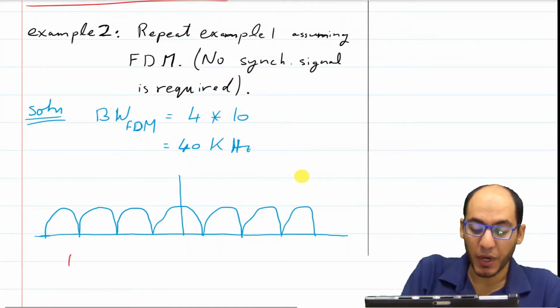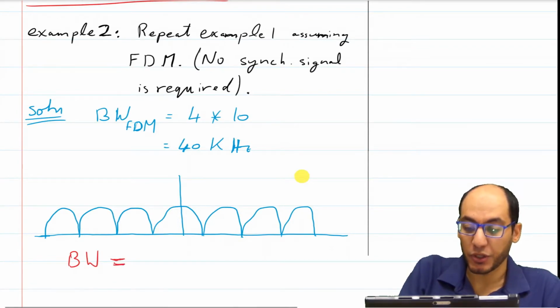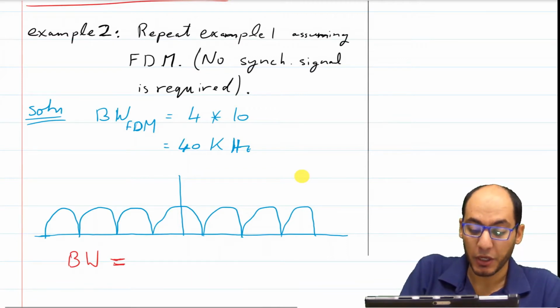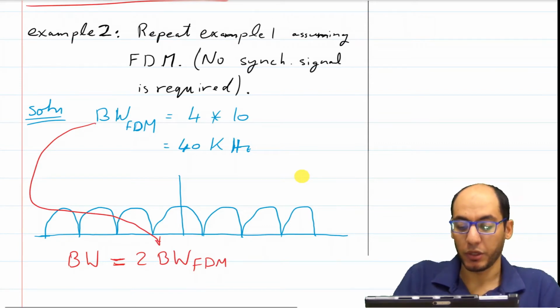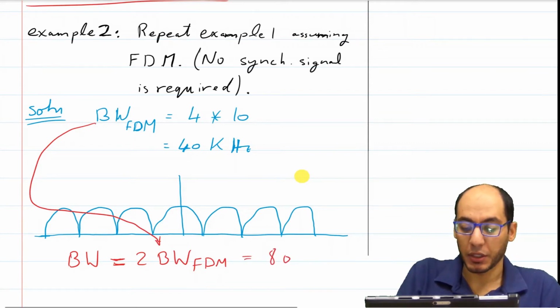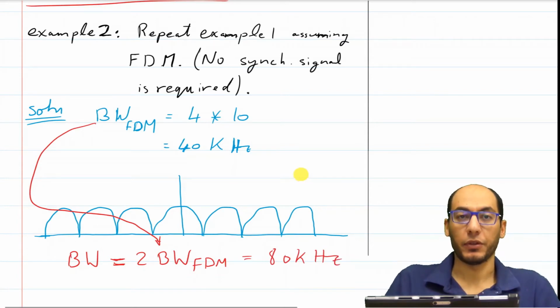And that's why the bandwidth over here, if I do not have that bandpass filter, is going to be twice the bandwidth of the FDM, which is this value, which is going to be 80 kilohertz, if I do not have that filter.